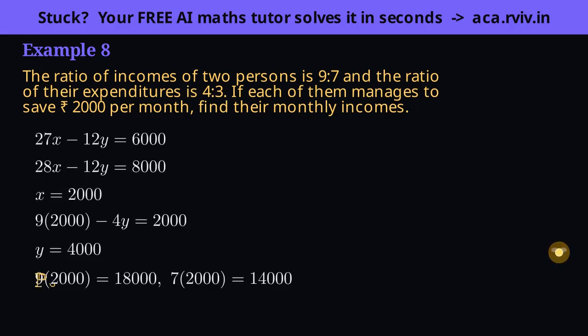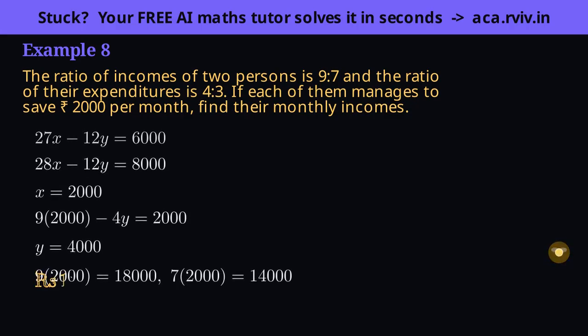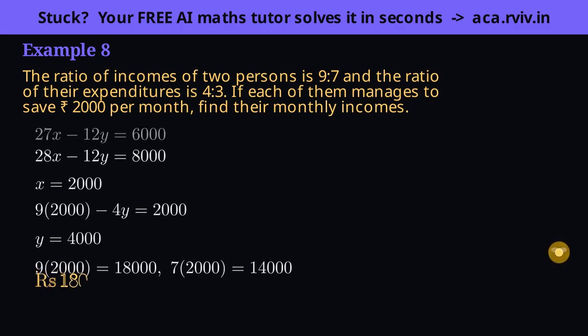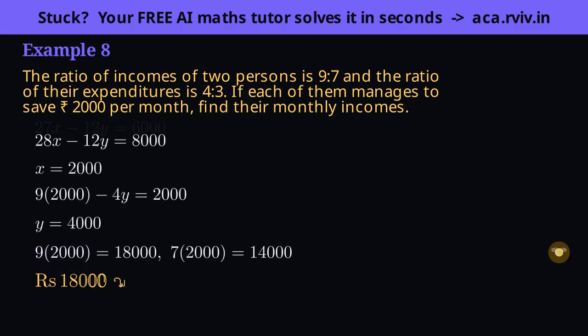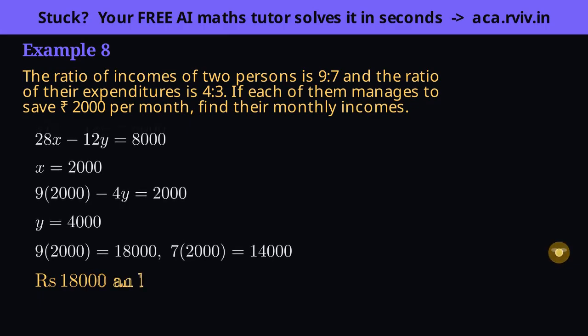Insight: two takeaways. Using one variable for a ratio turns 9 to 7 into workable numbers. And elimination: matching a coefficient, then adding or subtracting to cancel a variable, is often cleaner than substitution when neither variable has coefficient 1, so no ugly fractions appear mid-solution.